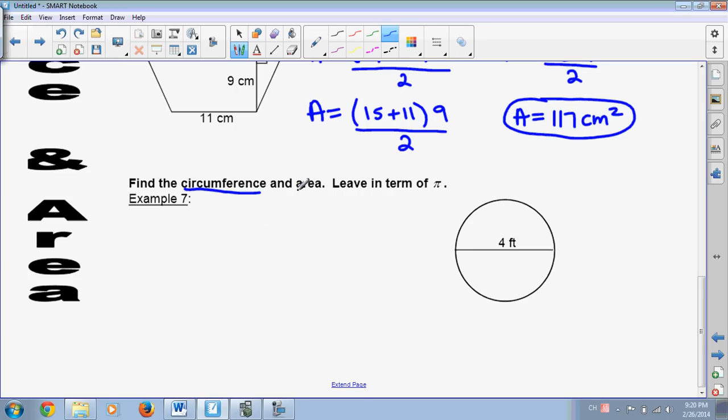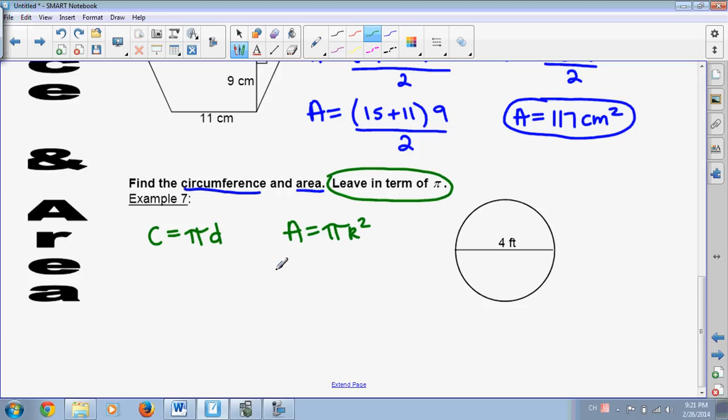Our last problem here, underneath our last flap, is of a circle, and we need to find both the circumference and the area of this circle. Remember, circumference for a circle is just pi times d. And area of a circle is pi r squared. Okay, it says leave in terms of pi, which means you just leave pi being multiplied by the number, but you don't actually put it in your calculator. So it's really simple because if you look at this problem, all the way across this circle, the diameter of this circle, is 4 feet. The radius would only be half of that, so 2 feet for the radius.